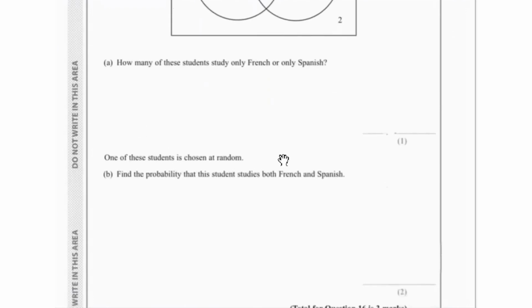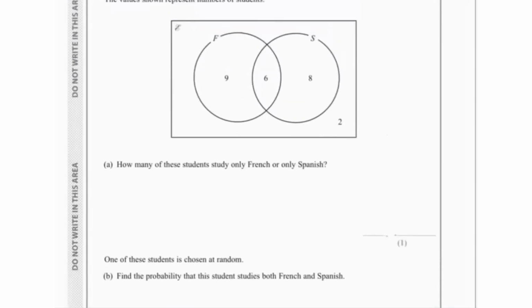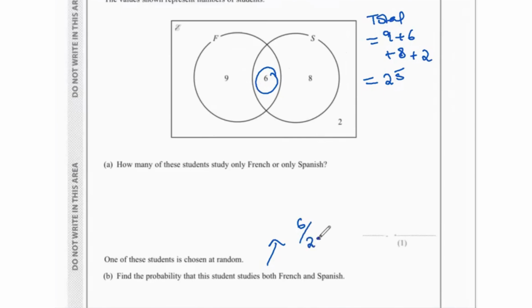Then one of these students is chosen at random. Find the probability that this student studies both French and Spanish. So for both French and Spanish, that was this one. And they have not given us total students, so we find the total students. Total is going to be 9 plus 6 plus 8 plus 2. You write the common region number only once. You don't write 6 twice. Always once. So that's going to be 25. So probability over here is going to be 6 out of 25. Because 6 people study both French and Spanish out of the total 25 people.